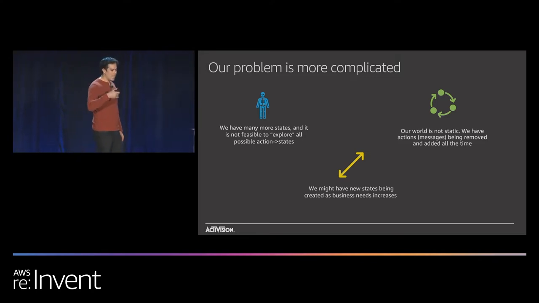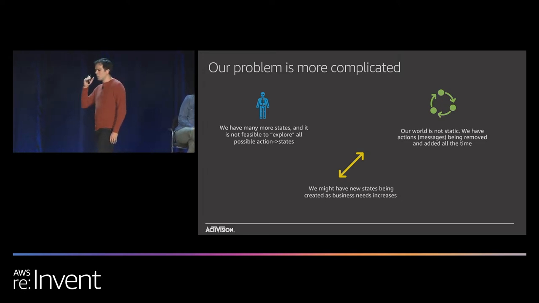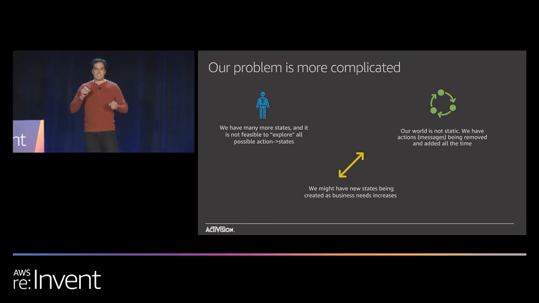And as the game evolves, we have new states getting created. So for example, if you add a new feature, a new game mode, or something different that we want to track about the user, this translates to new green cells popping into existence.